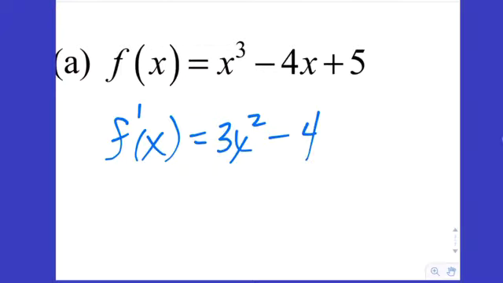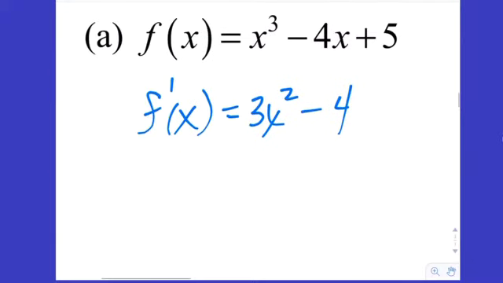Okay? Constants have a slope of 0 everywhere, so their rate of change is 0. The derivative of a constant is 0. And linear terms have the same slope everywhere. So negative 4x being a line with a constant slope of negative 4, its derivative is just negative 4. So remember, we're just multiplying and subtracting. Excellent. Let's go one step further.